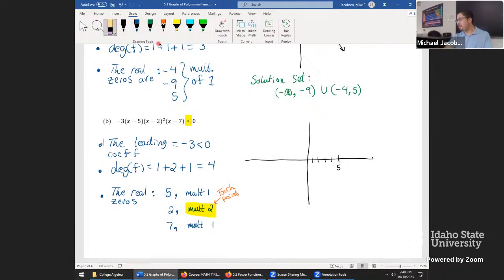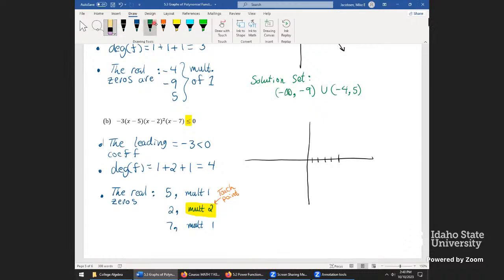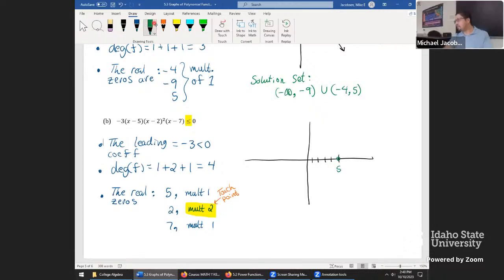So I'll go right at 5, a solid dot just like that. Then next one, at 2, we have multiplicity 2. So another solid dot here. And finally, we have a point at 6 and 7. So that's our final one right here. Well, let's be really careful with this location, because once again, it's the touch point.